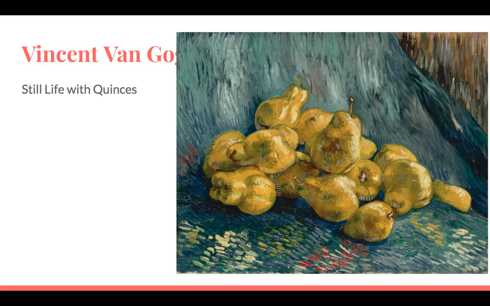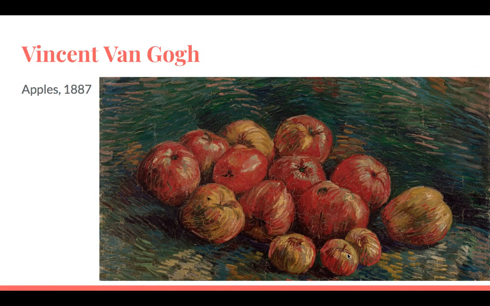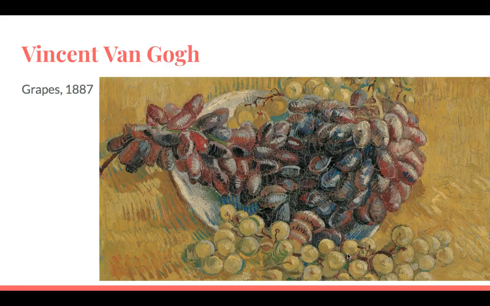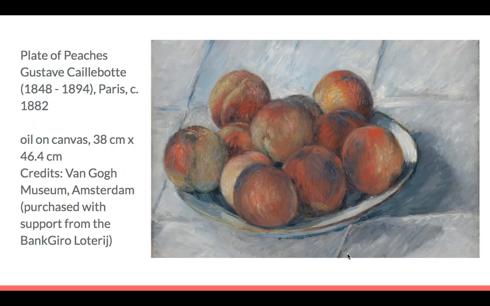Van Gogh, we see his typical brush strokes here, just sort of a pile of pears. But again, they're all facing different directions. They're overlapping. They're on top of each other. A lot of movement going on here. Apples. Okay. And these are all Van Gogh here at the end.